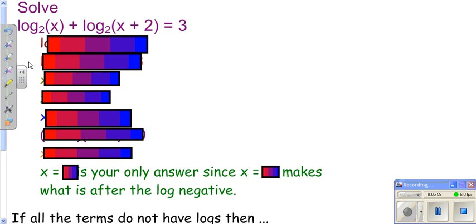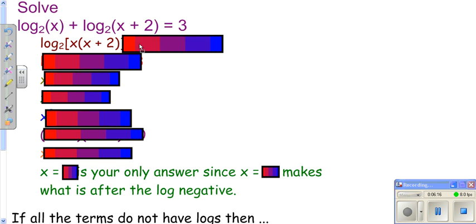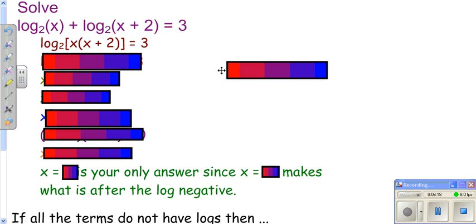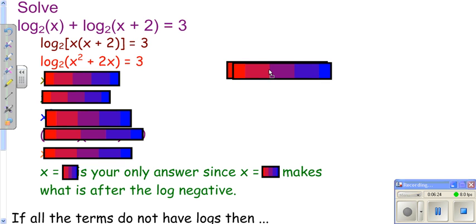Now we're going to go ahead and use our properties of logarithms to help us solve logarithmic equations. Logarithmic equations are just equations with a logarithm in them. Here we have a log plus a log. Your properties of logarithms say take what's after the first log and multiply it by what's after the second log. If we distribute our x through to each part, we would get this.